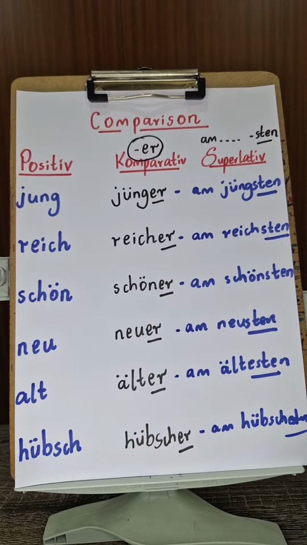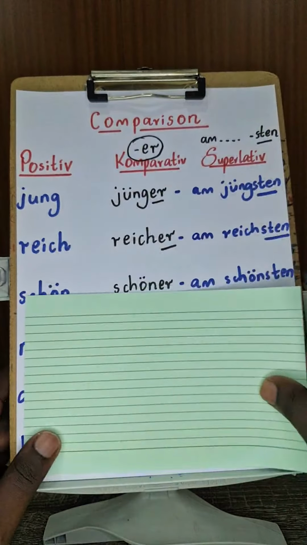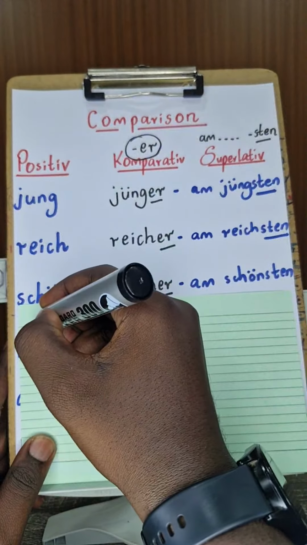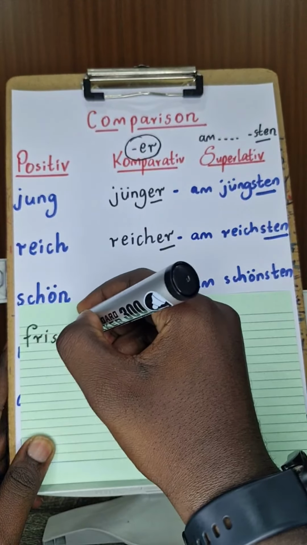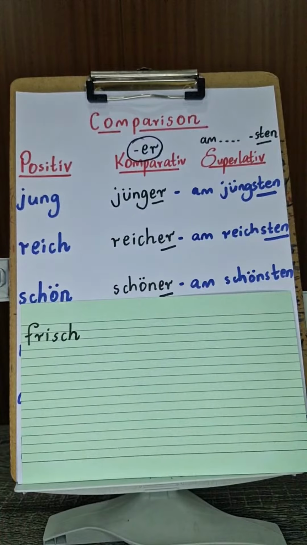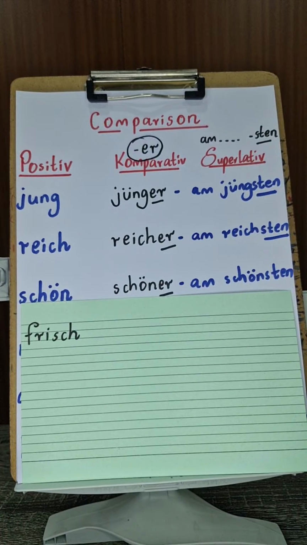We've used alt already. We've used neu. Okay, how about we use fresh? How do you say fresh? Fresh in German is frisch. Look at this one. Frisch. Fresh.